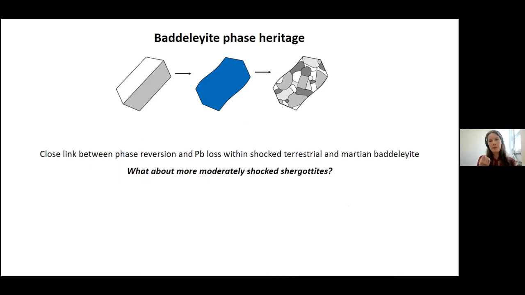It's important that we track this phase heritage because we know that within 5298, this is strongly linked to the degree of lead loss, and also within terrestrial samples.